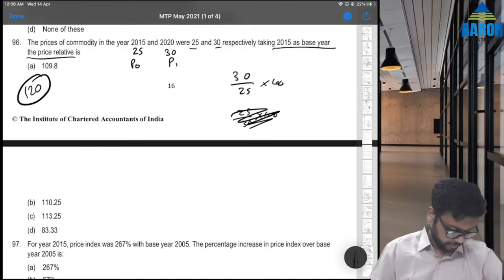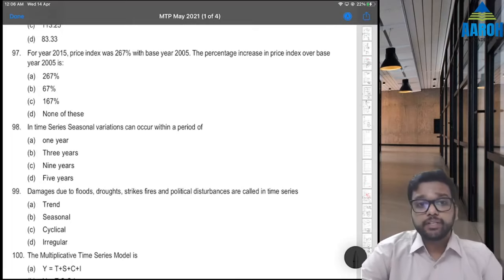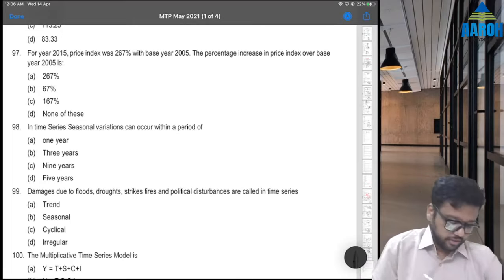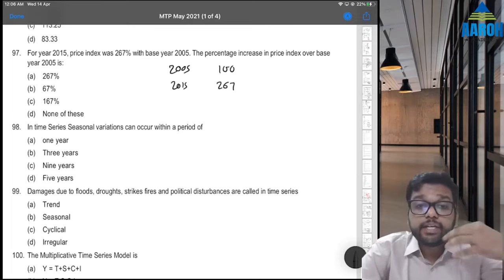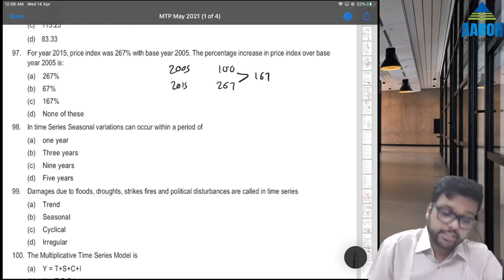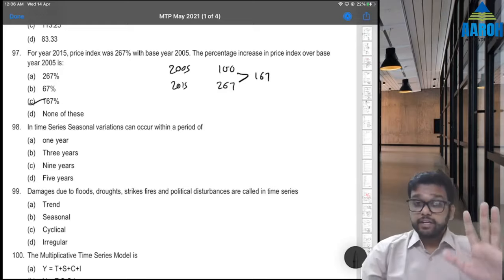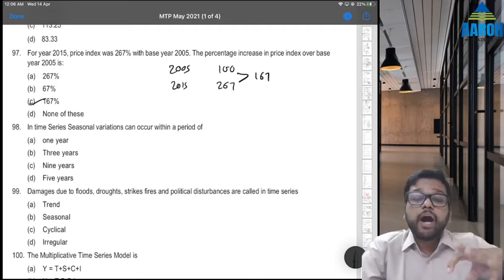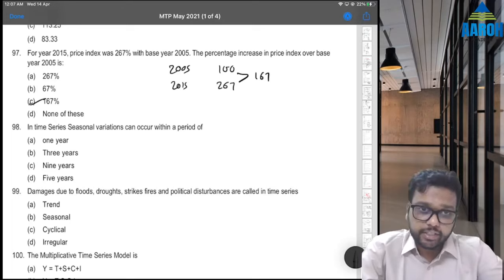Fine. Next. For year 2015, price index was 267% with base year 2005. मतलब base year, if 2005 was 100, then 2015 was 267. Then the percentage increase in price index over base year is, how much has it increased? Increase is only 167%. So option C will be the correct answer. Understand, it has increased by 167% and it has increased to 267%. Remember that.